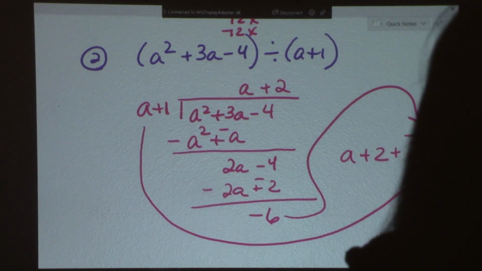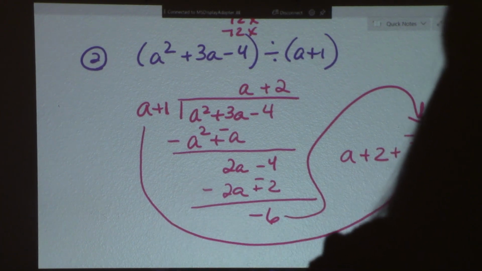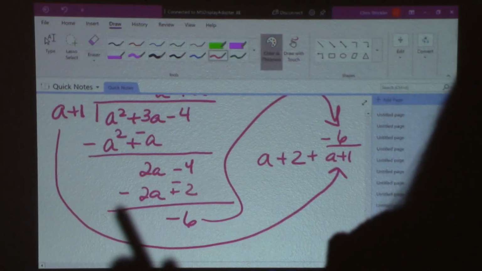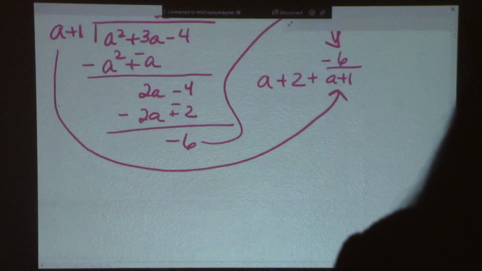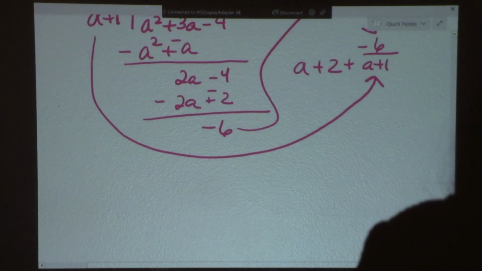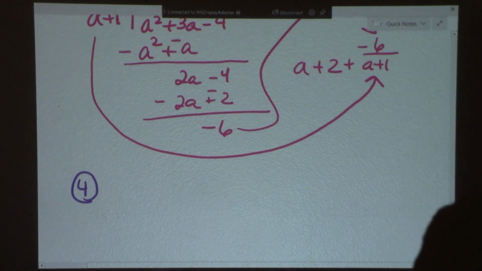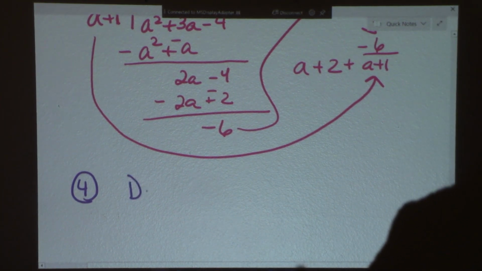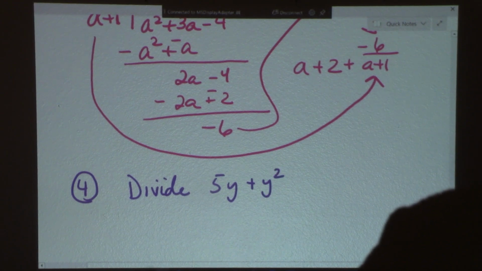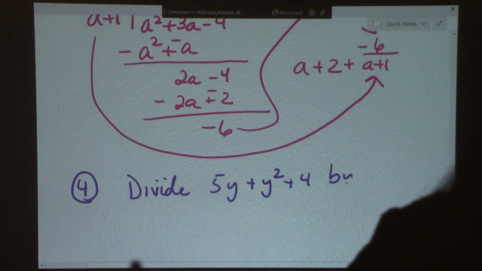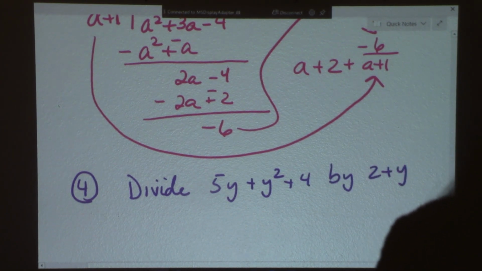All right, let's do the next one. Now I'm going to talk about this one. I'm not actually going to do it. I just want to give you some instruction because there will be some problems like this: 5y plus y squared plus 4, divided by 2 plus y.